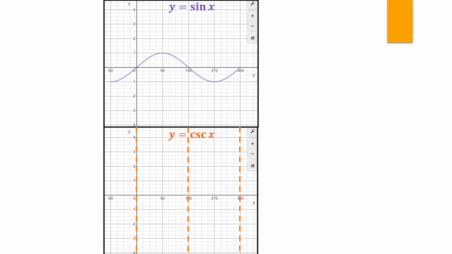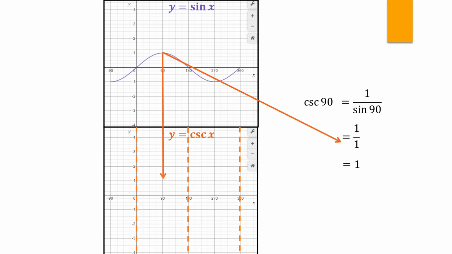So now that we have our asymptotes in place on our cosecant curve, we're going to consider the minimum and maximum stationary points on our sine x curve. You can see that we've got a maximum at 90, 1. So the cosecant of 90 would be 1 over the sine of 90, which would be 1 over 1, which is just 1. So we have a turning point on our cosecant curve at 90, 1. And we can plot that in.